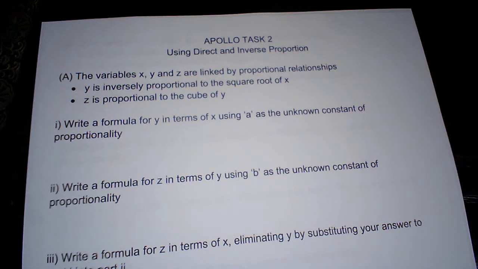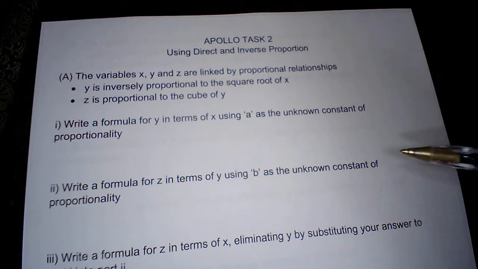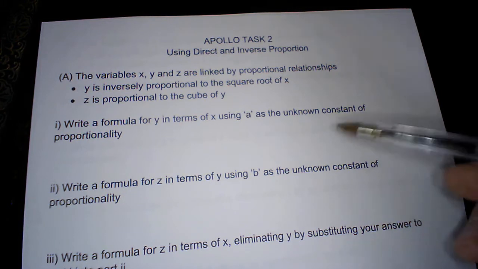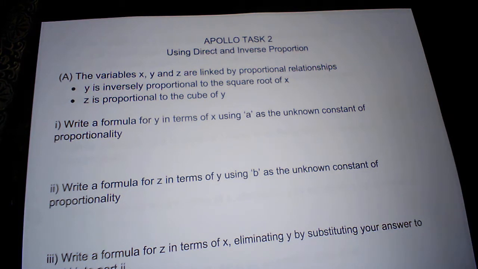Hello, welcome to Apollo Task 2 on using direct and inverse proportion. These Apollo tasks are aimed at the higher end of GCSE, looking at grade 8 and grade 9 level work. So they do go to the top of the GCSE difficulty and a little bit beyond. The idea of this is we can walk through the strategies to have a go at this question. Pause at any stage if you want to have a go. There was a similar task which I'm going to show you, which you can certainly have a go at.